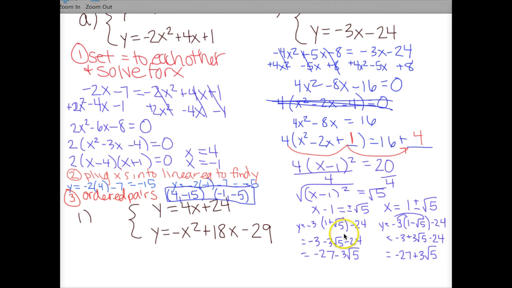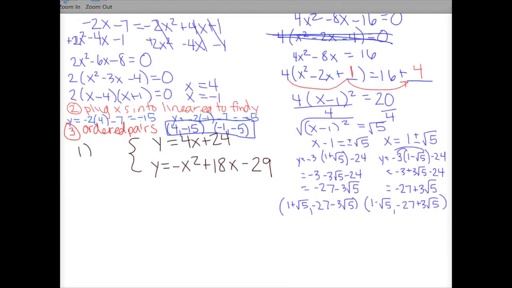So when I set up my ordered pairs then, when x was 1 plus radical 5, I got a y of negative 27 minus 3 radical 5. And when x was 1 minus radical 5, I got negative 27 plus 3 radical 5. So hopefully you came up with those solutions. If you didn't, obviously you can correct your work with what we did here. All right, we're going to look at one more of these together.